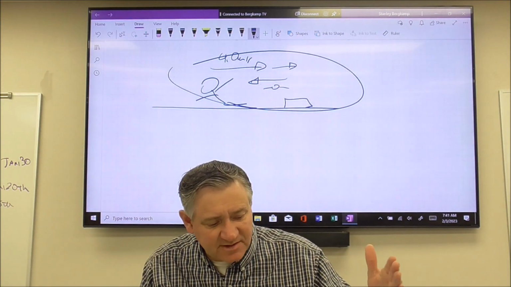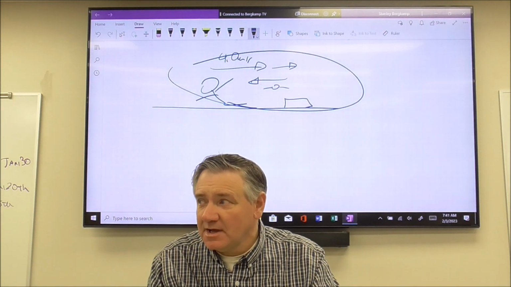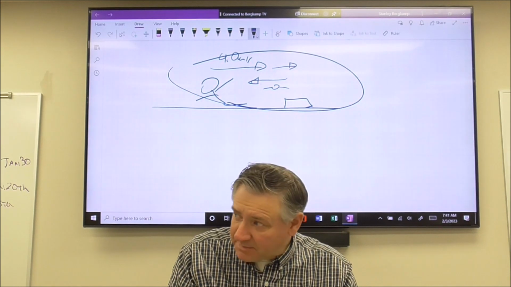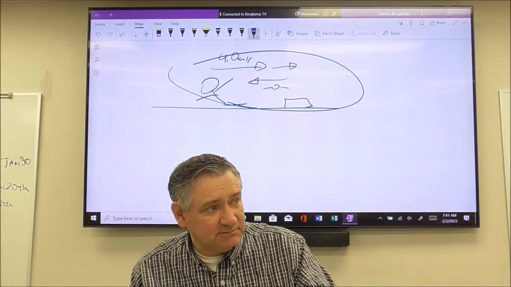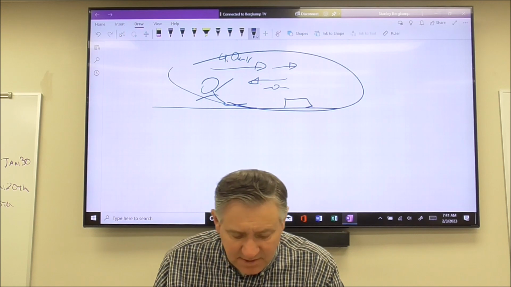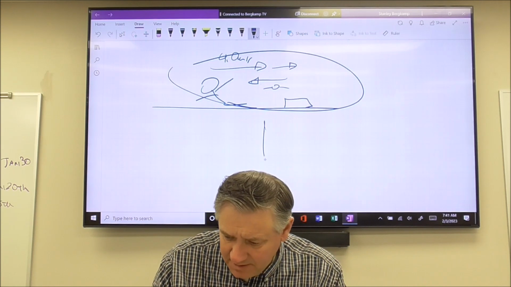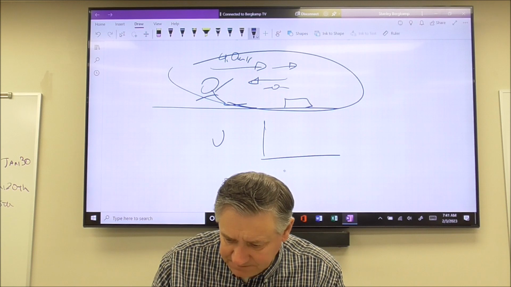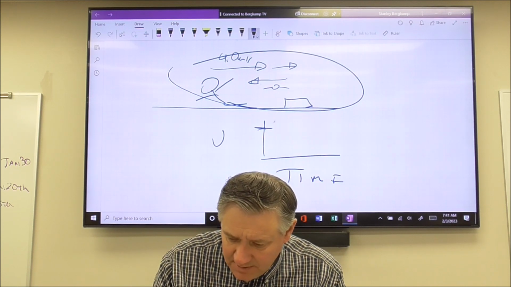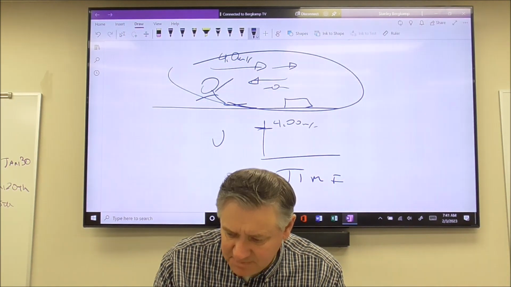Your acceleration vector is either in the same direction, and your velocity vector is getting bigger, or your acceleration vector is in the opposite direction, and they're slowing down. Those are the only two things that you can do. Now, the next thing you want to do is draw a graph. Here's the velocity time graph, and you're going to start here at 4 meters per second.